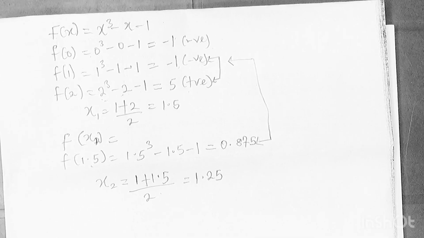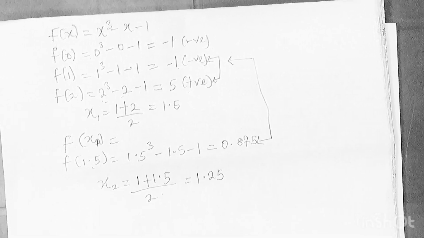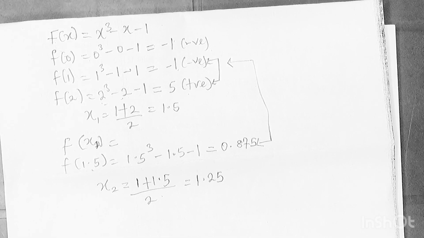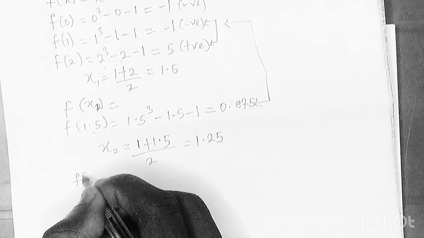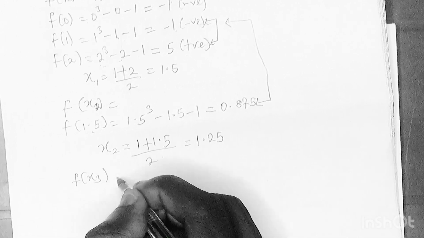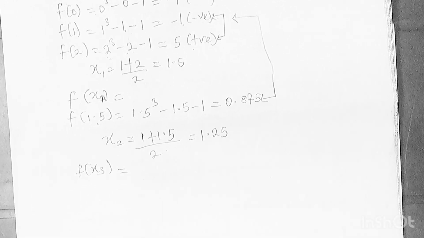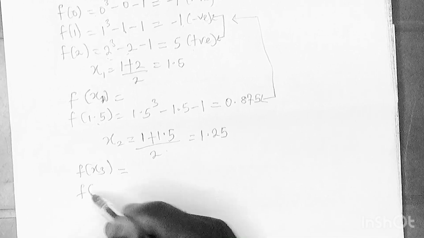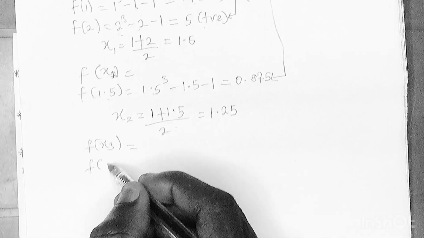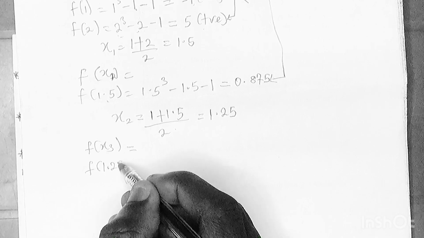1.25. Now this is the second iteration, but the question says up to the third iteration. So for you to do the third iteration, I'm sure you know the next step. So that means you are going to do f of x3. And doing f of x3 simply means you are going to have f of the answer that you get, which is f of 1.25.